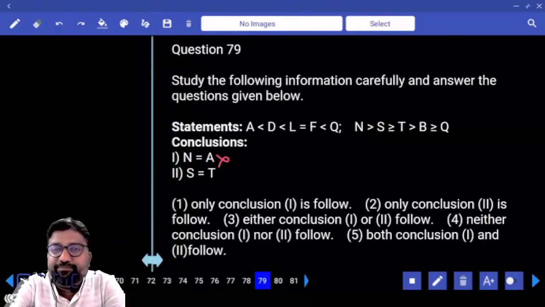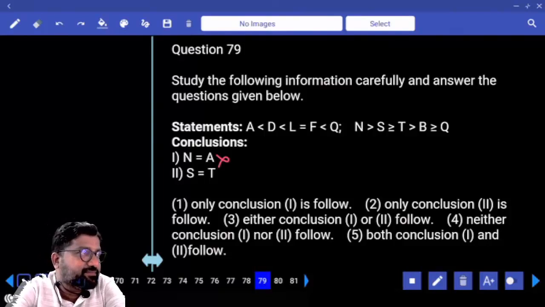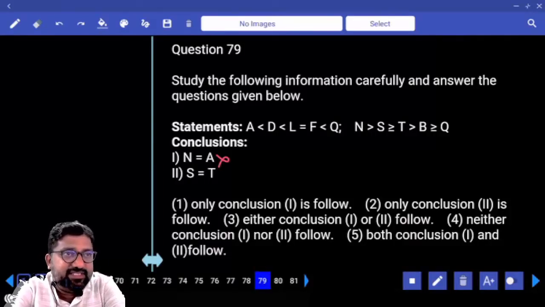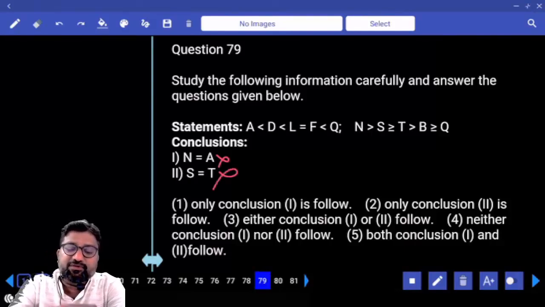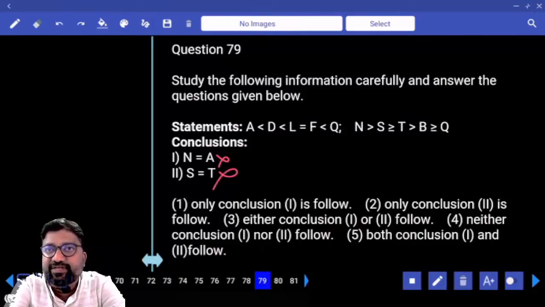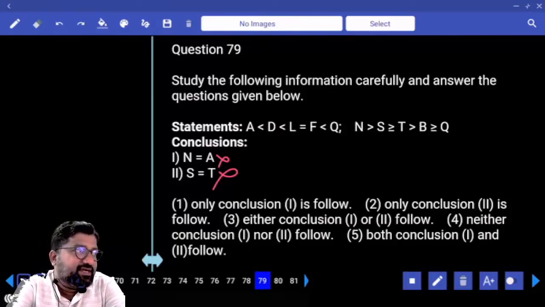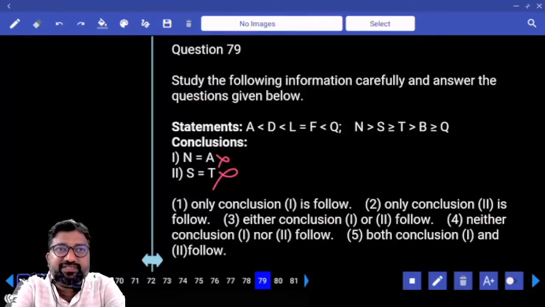S equal to T. Possibility or conclusion? Wrong. We need only conclusions. And I am sure that for all the students who are sitting here, this topic is completed. Right?